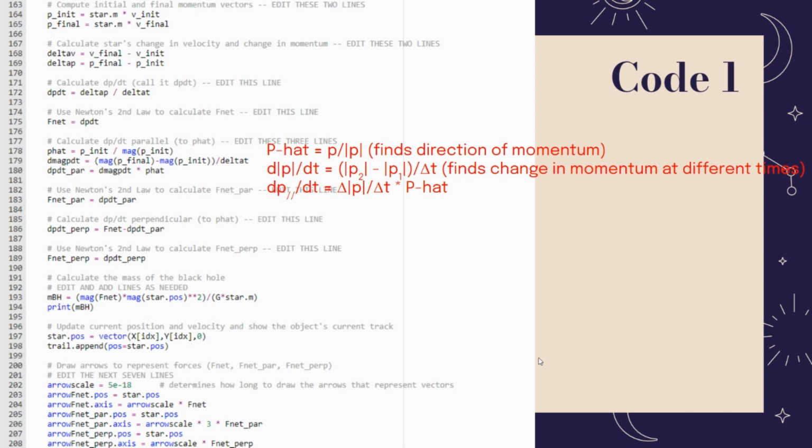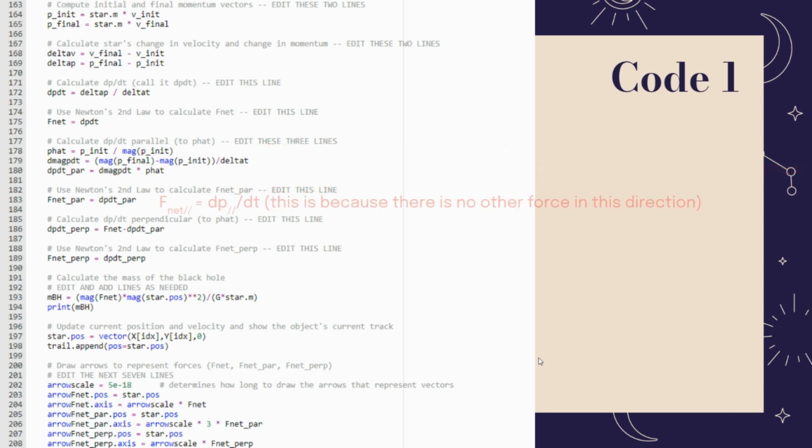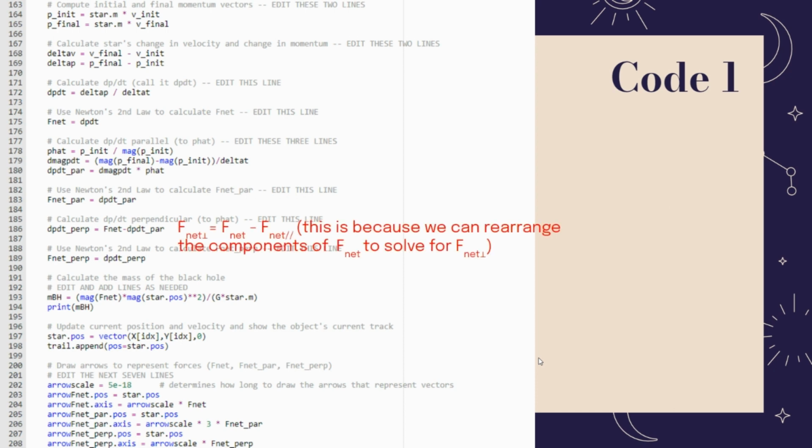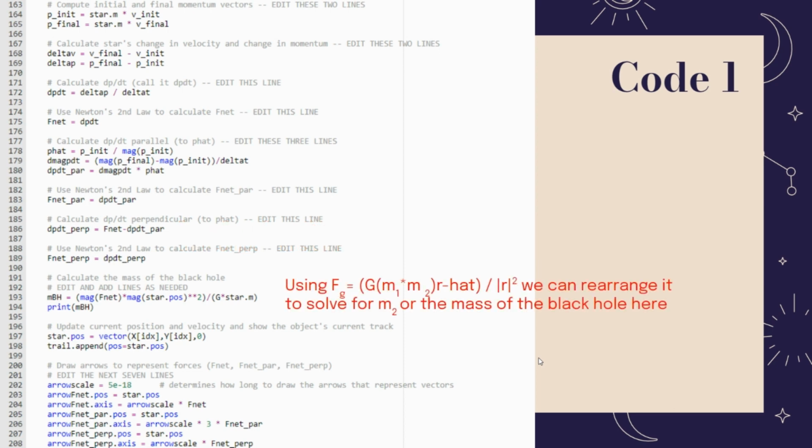And so, like we said above, we know that the F net is equal to dp dt, so we can assume that F net parallel is equal to dp dt parallel. And that's because we have no other forces in this direction other than just the gravitational force. And then we can rearrange this equation to solve for F net perpendicular, because we know that F net is equal to the perpendicular and the parallel components added together. And speaking about rearranging equations, we can rearrange the gravitational equation to solve for the second mass, and that looks like what we have on the left.